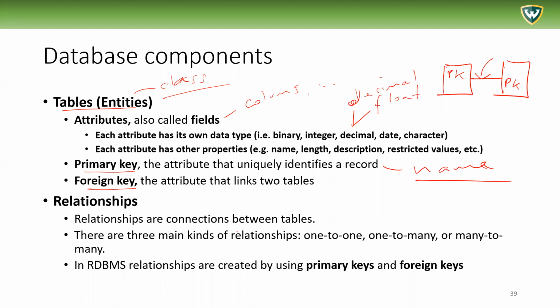Relationships. Relationships are connections between tables. There are three main kinds of relationships. We went over this: one-to-one, one-to-many, or many-to-many. In an RDBMS, relationships are created by using primary keys and foreign keys. Once again, when we model, when we design, we just create a line. But when we actually implement, what we're essentially doing is connecting two attributes of two tables to link them together.